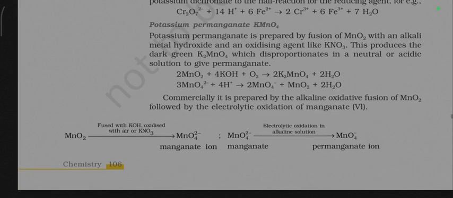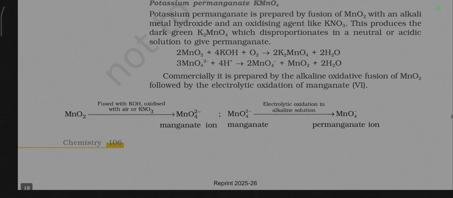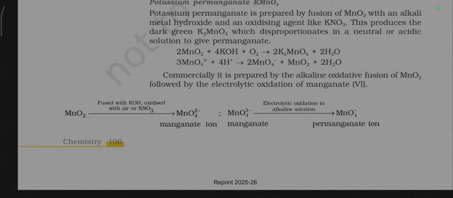Potassium permanganate KMnO4. Potassium permanganate is prepared by fusion of MnO2 with an alkali metal hydroxide and an oxidizing agent like KNO3. This produces the dark green K2MnO4, which disproportionates in a neutral or acidic solution to give permanganate. 2MnO2 plus 4KOH plus O2 gives 2K2MnO4 plus 2H2O. 3MnO4 2- plus 4H+ gives 2MnO4- plus MnO2 plus 2H2O.